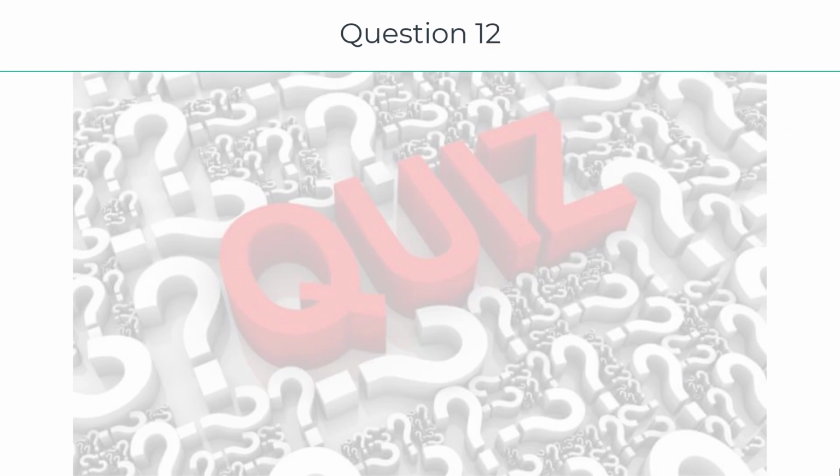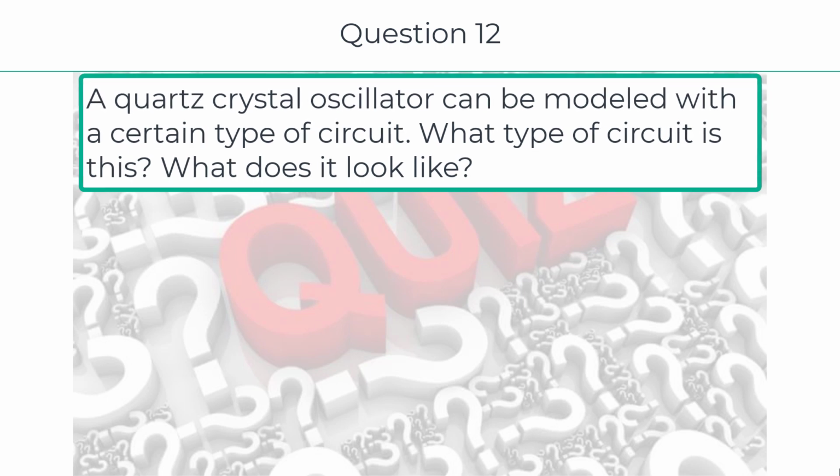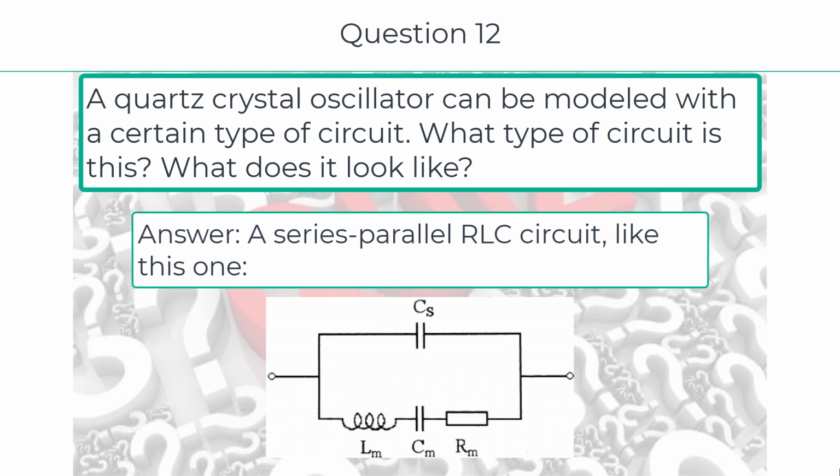And question 12, the final question. A quartz crystal oscillator can be modeled with a certain type of circuit. What type of circuit is this, and what does it look like? And the answer is a series parallel RLC circuit like the one below. And RLC just stands for resistive, inductive, capacitive.